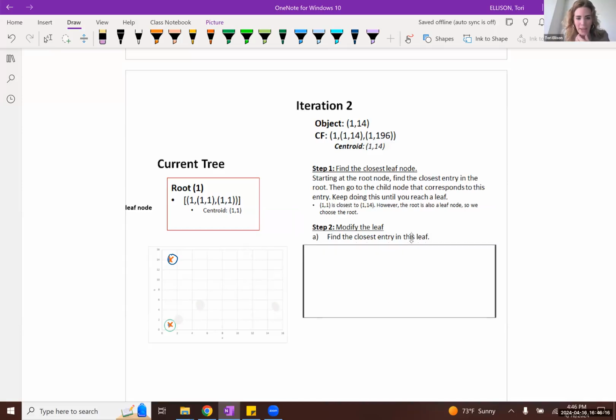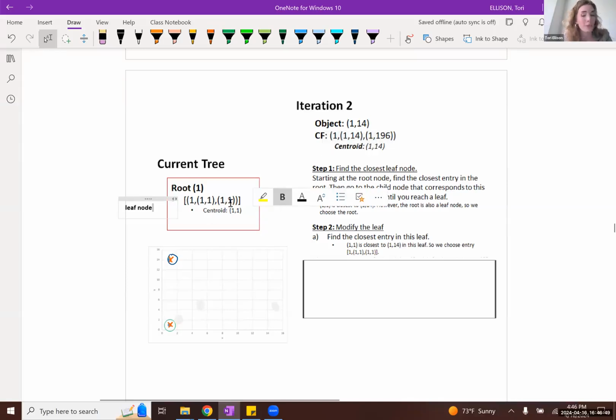Once we've found the closest leaf node, the next thing that we do is we find the closest cluster or subcluster entry in that leaf node. And so again, we only currently have one subcluster represented in this leaf node. So basically what that means is that we temporarily assign this subcluster and this corresponding centroid to this subcluster here.